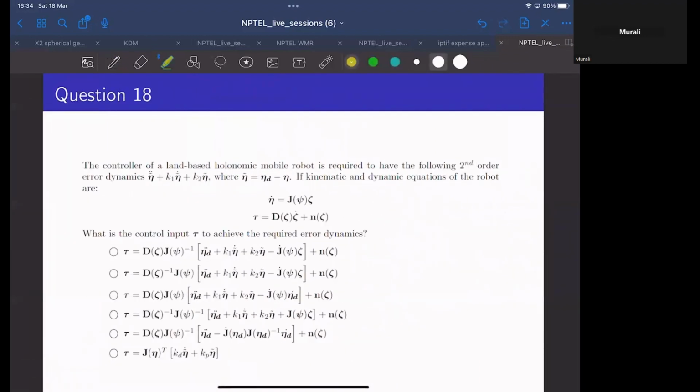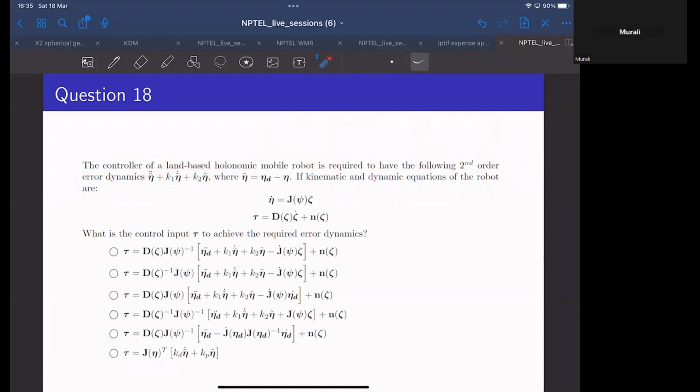And question 18, again, this is also similar to the question that we have seen earlier. This is also a derivation of the computed torque control law. We have already derived the computed torque control law. The question says the controller of a land-based holonomic mobile robot is required to have the following second-order dynamics. We would want the robot to conform to the second-order dynamics.